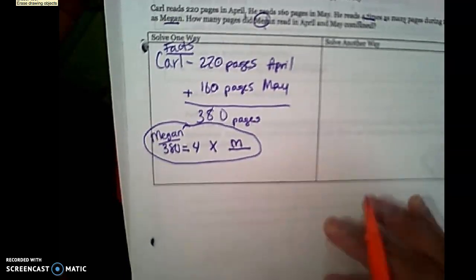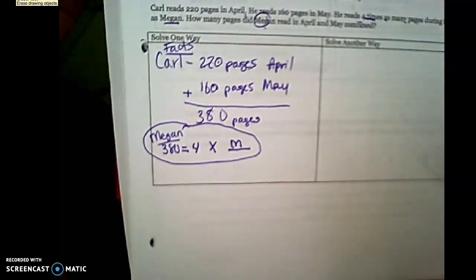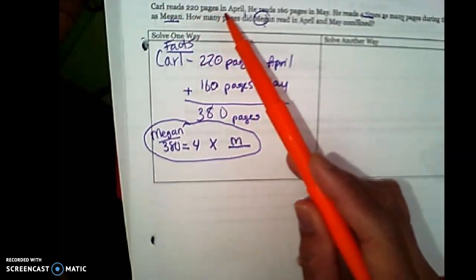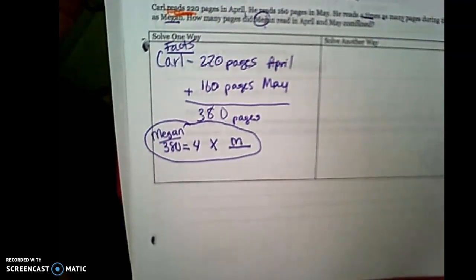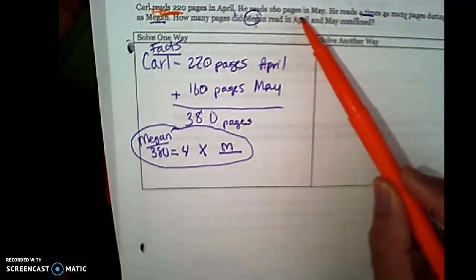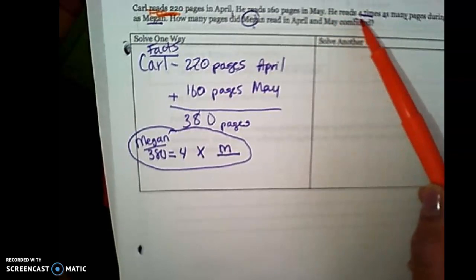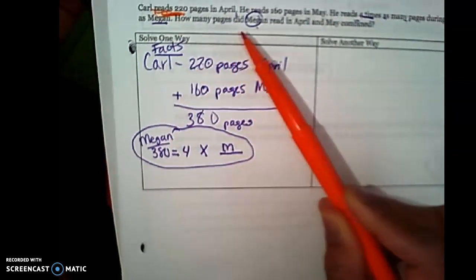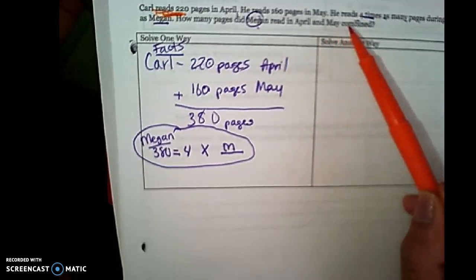Okay, and now I'm gonna continue on to the POD that we had yesterday. Carl reads 220 pages in April. Okay, so we know that's the pages he reads. He reads 160 pages in May, and he reads 4 times as many pages during these months as Megan. How many pages did Megan read in April and May combined?